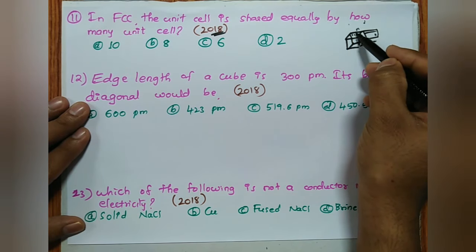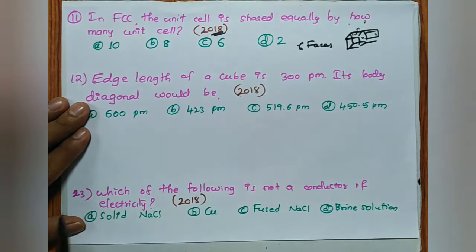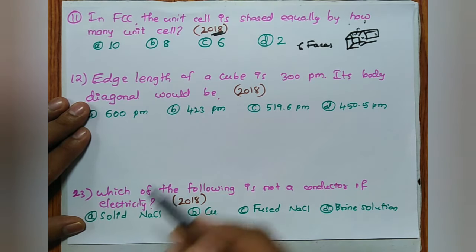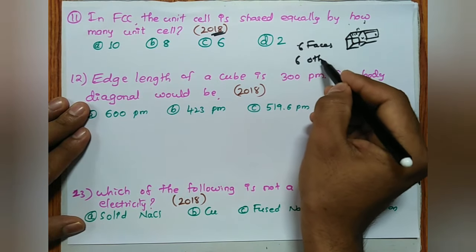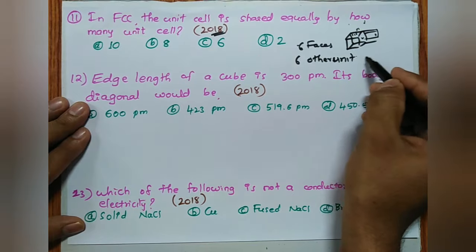Third phase, another unit cell. Like that, how many phases are there? 6 phases are there. Hence remember, 6 other unit cells can be present.